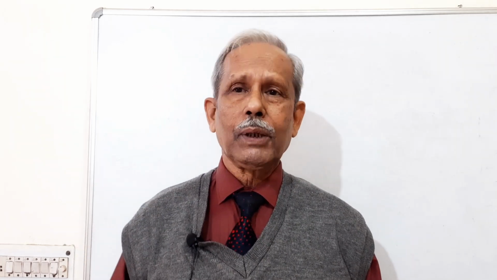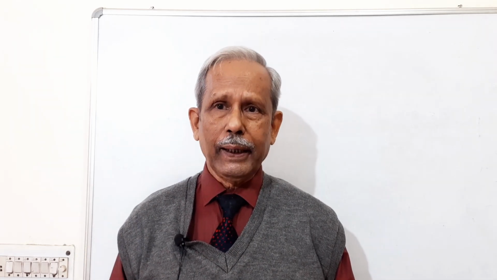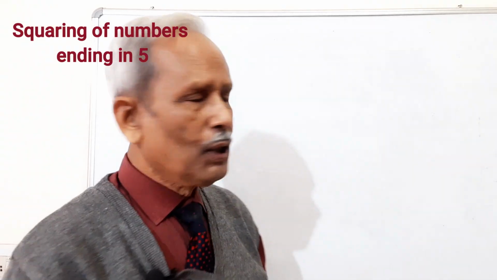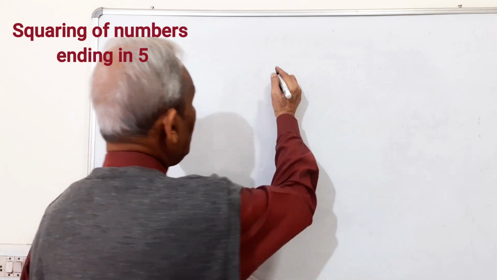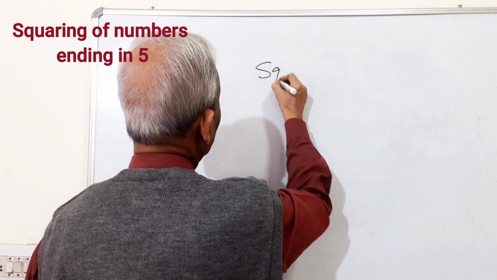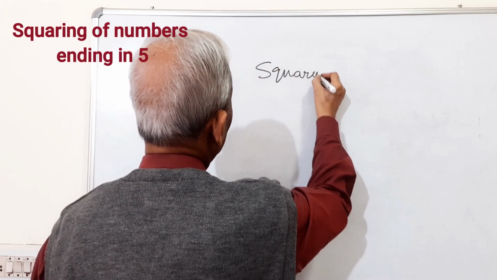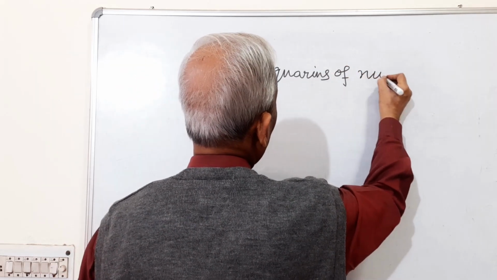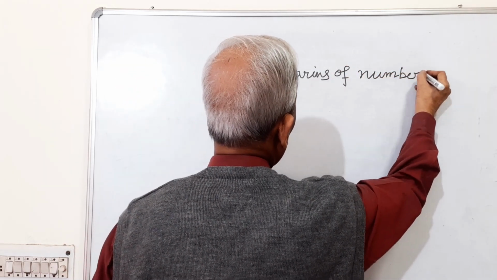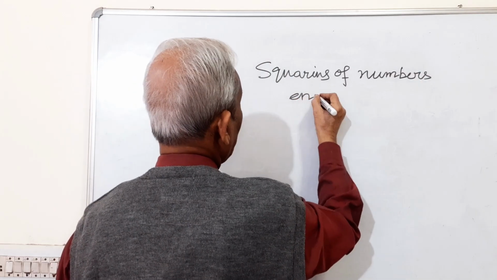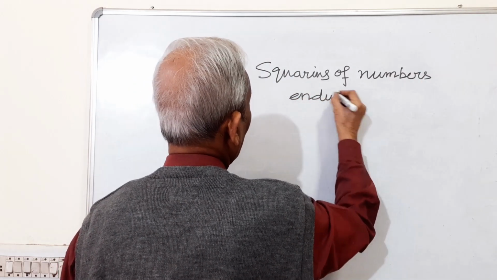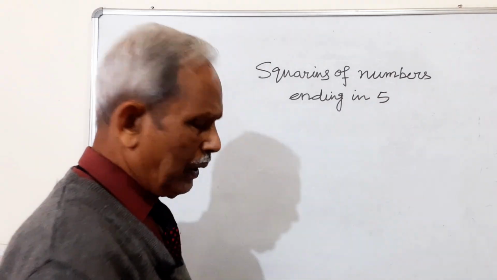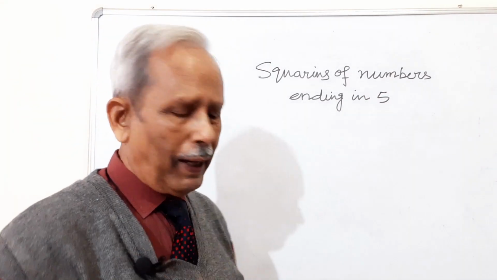And in squaring of numbers, there are various ways of doing the squaring. So today we'll learn the squaring of numbers ending in 5. Squaring of those numbers which are ending in 5. So we'll see specifically those numbers which end in 5.